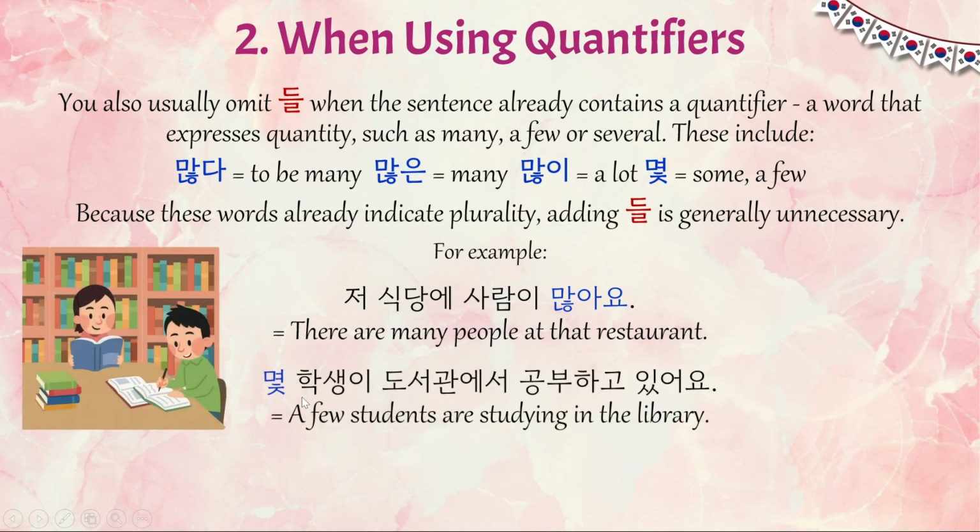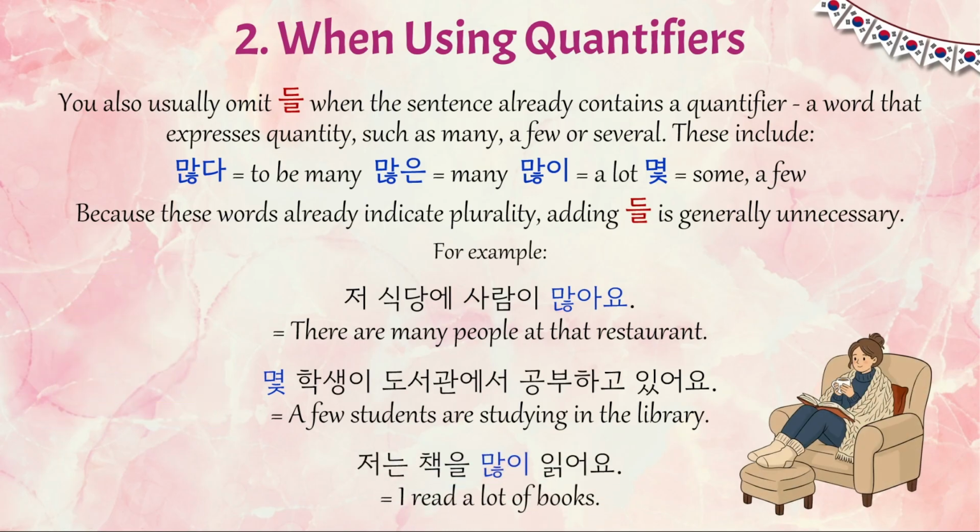Next, 몇 학생이 도서관에서 공부하고 있어요. A few students are studying in the library. So here, the presence of 몇 specifies that there are a few students. There is no need to say 학생들. Simple? Next, 저는 책을 많이 읽어요. I read a lot of books. We have already mentioned 많이, so there is no need to use 들 with 책.